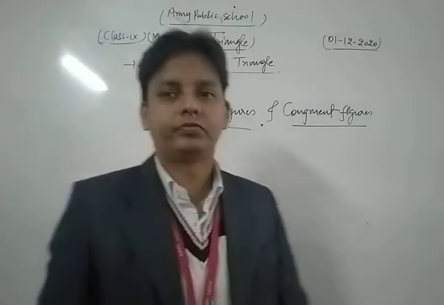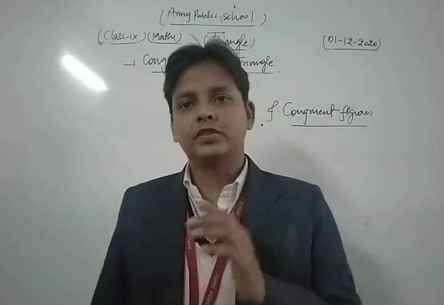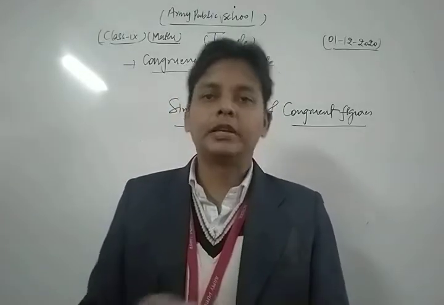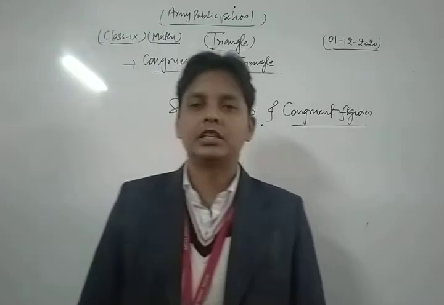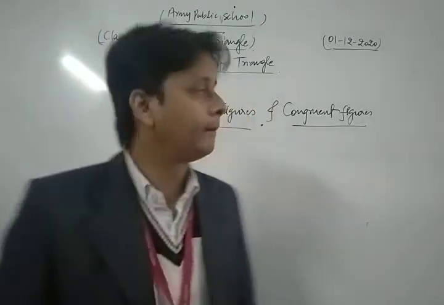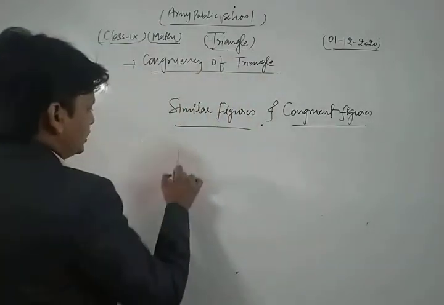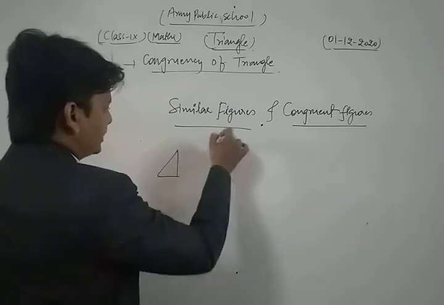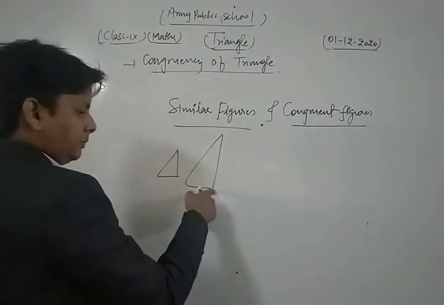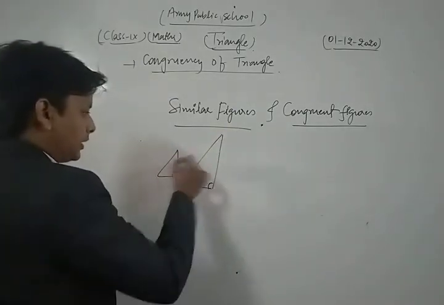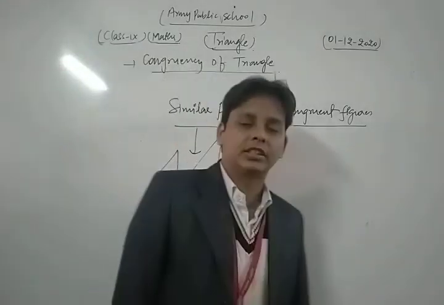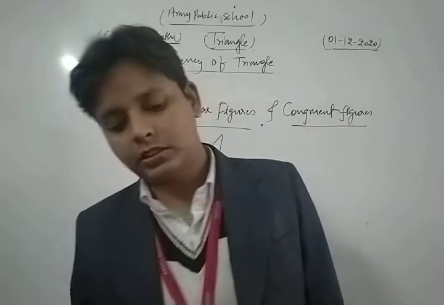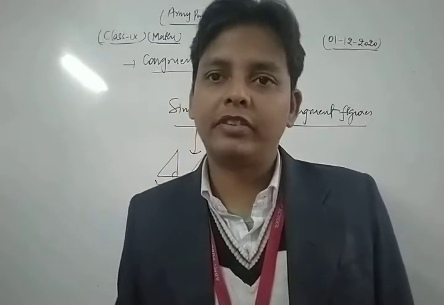Dear students, those figures which have the same shape but are different in size are known as similar figures. In this way, suppose we form two triangles here. They have the same shape, meaning both are right angle triangles, but they are different in size, so they are similar to each other. So this is the concept of similar figures.